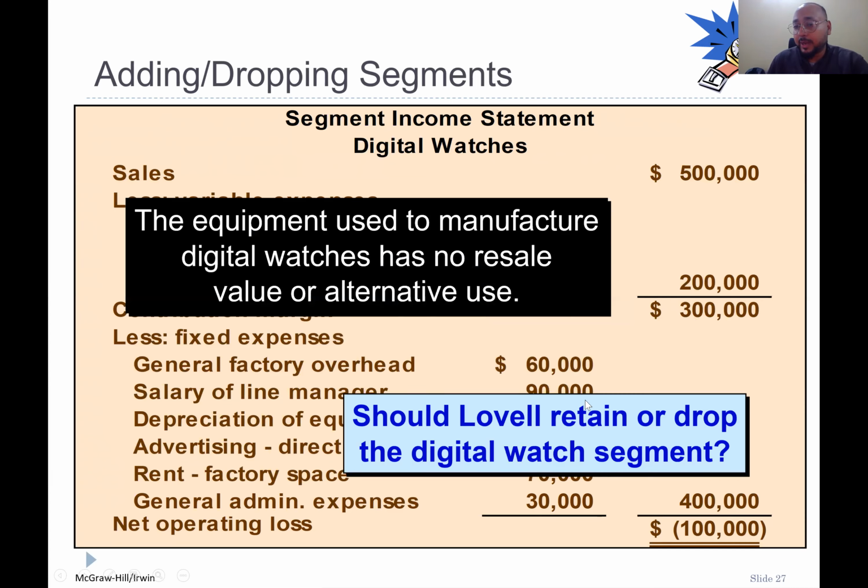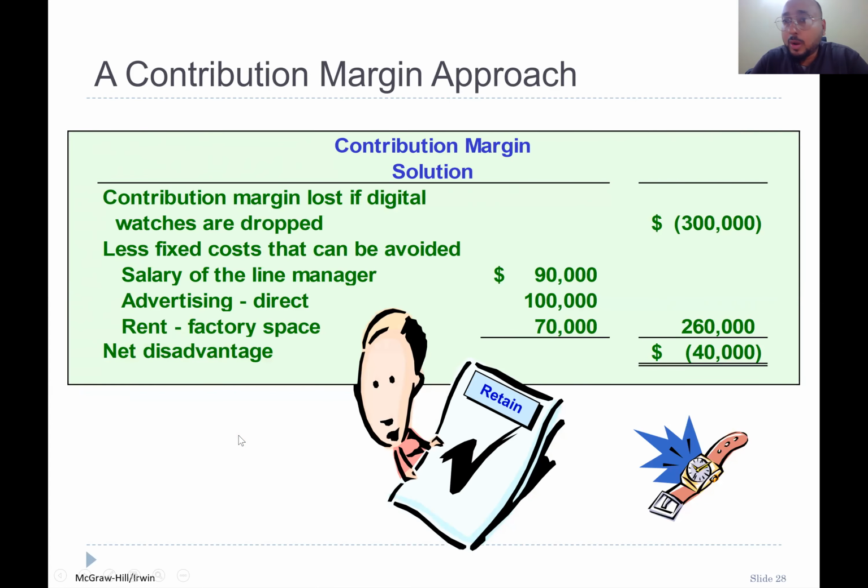So should Lowell retain or drop the digital watch? Let's talk about that. Lost contribution margin will be our loss, right? Lost income would be our expense. So that's why we keep it as $300,000 lost.